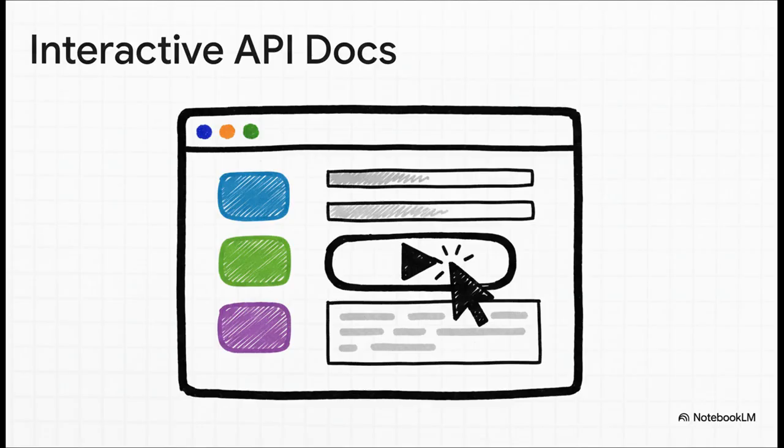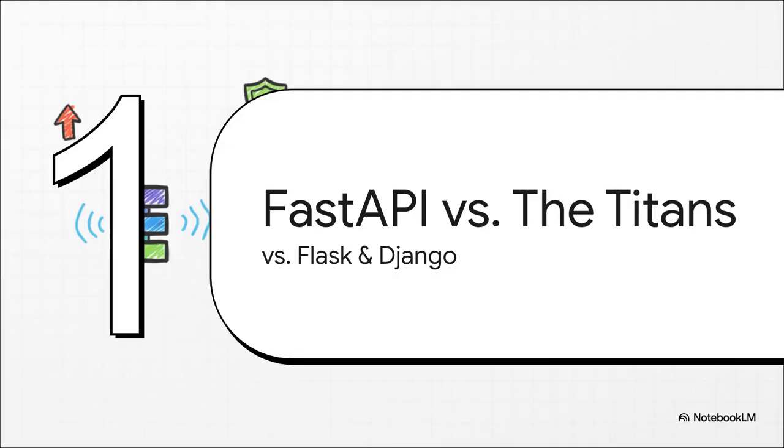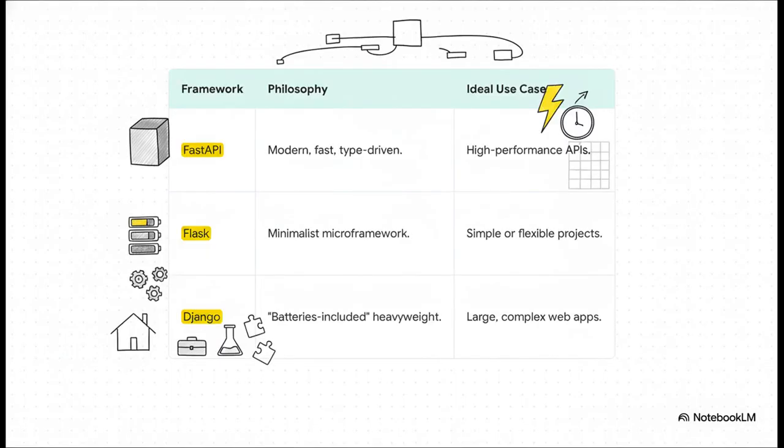So with all these amazing features, where does FastAPI actually fit into the Python universe? To really get it, we need to compare it to the two other titans of Python web development, Flask and Django. This table really sums it up perfectly. Django is the batteries-included heavyweight. It's for huge, complex apps where you want everything from an admin panel to a database layer right out of the box. Flask is the minimalist. It's super flexible, but you have to piece everything together yourself.